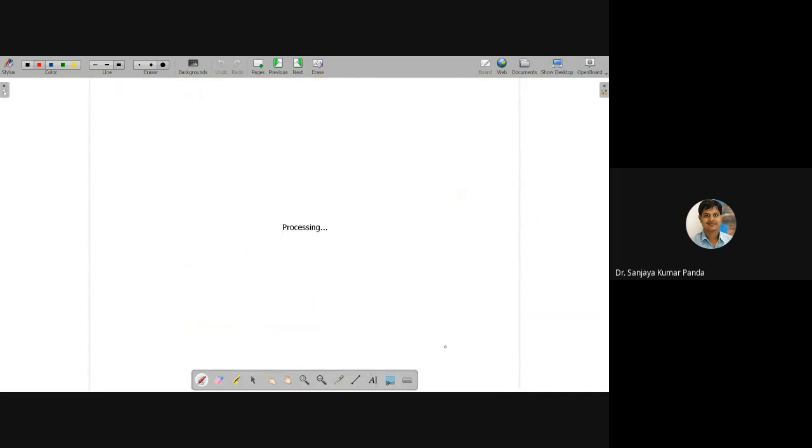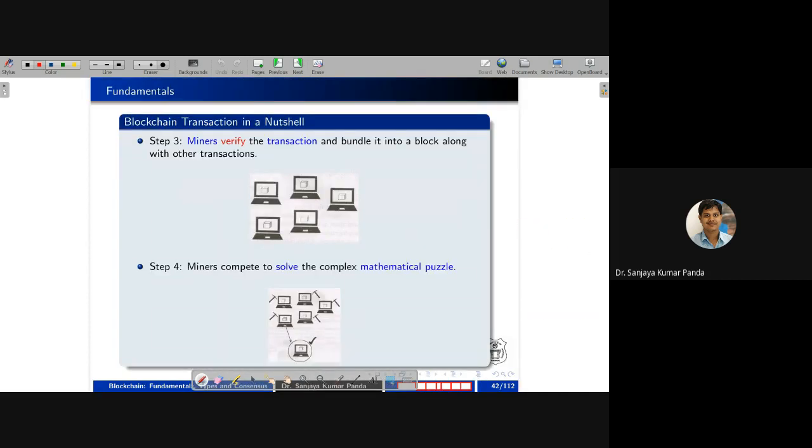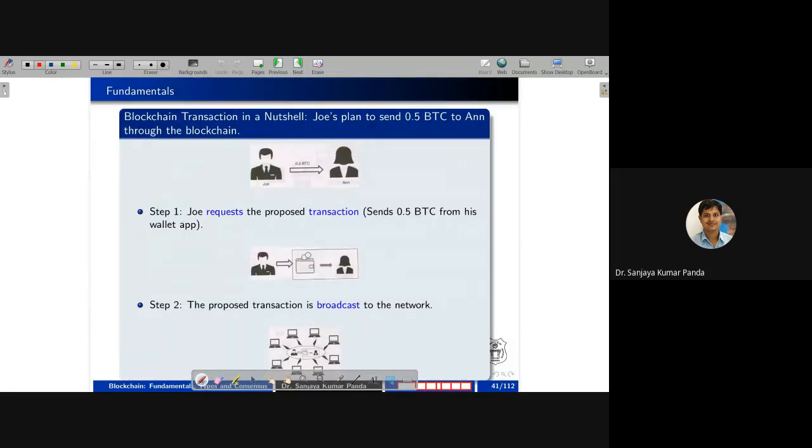Okay, so the last part I want to discuss before concluding. The same thing I have written here. Suppose Joy wants to transfer 0.5 BTC to N. So Joy requests the proposed transaction, which sends 0.5 BTC from his wallet app. This is the wallet of Joy, and from the wallet he wants to withdraw 0.5 BTC and transfer to N. Then step 2: the proposed transaction is broadcast to the network. As he initiates a particular transaction, the transaction is broadcast to the whole network. Everyone can see that particular transaction.